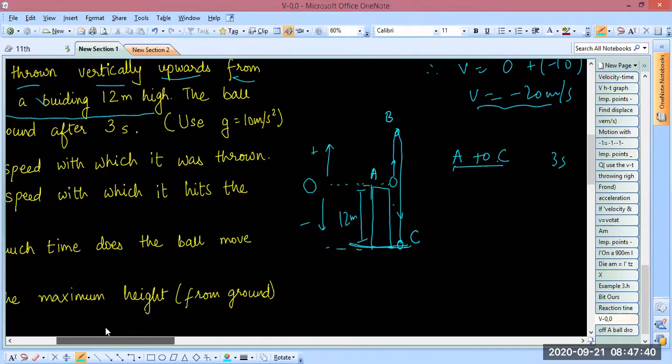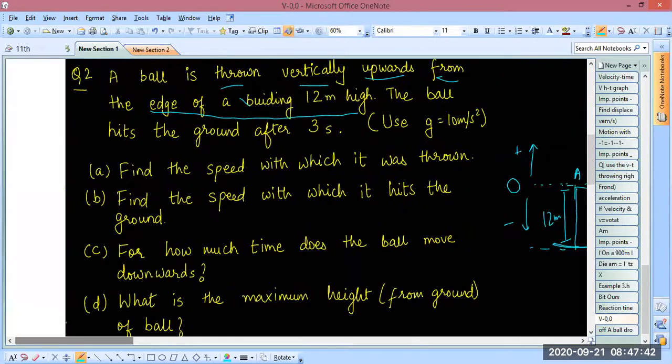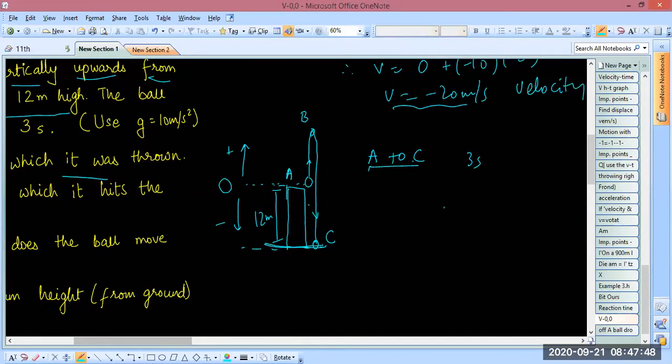So now, first, find the speed with which it was thrown. So we have to find speed at which point? A, B, or C? Come on, people. We have to find speed at which point?